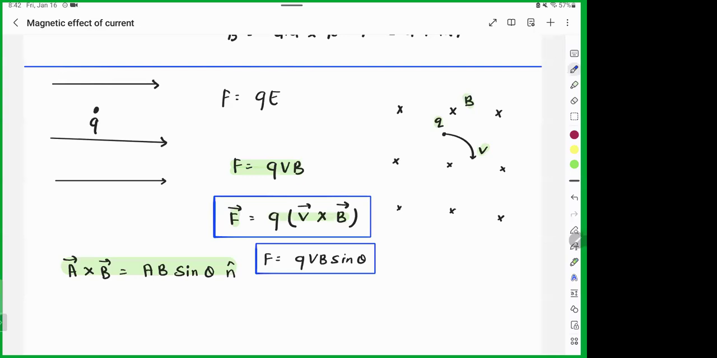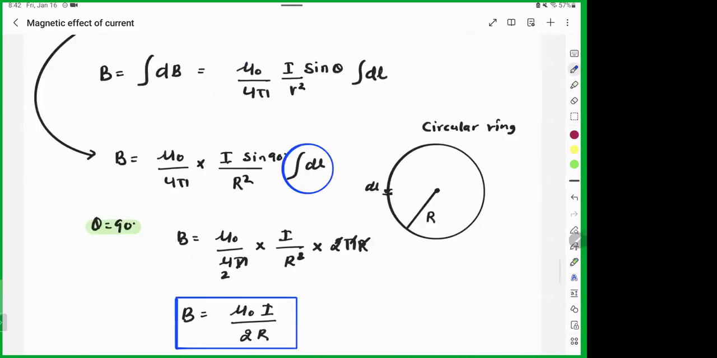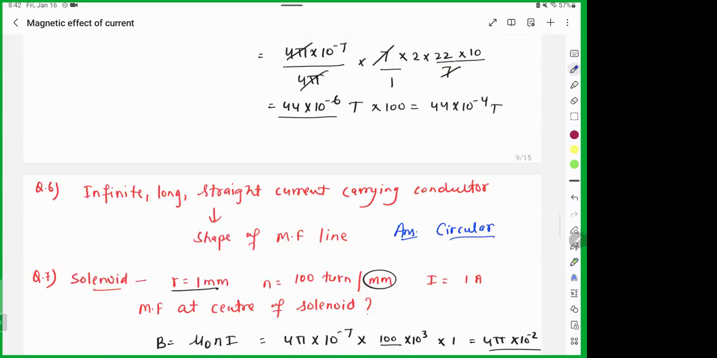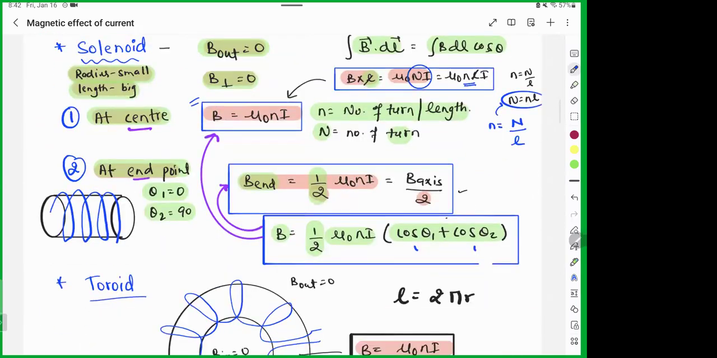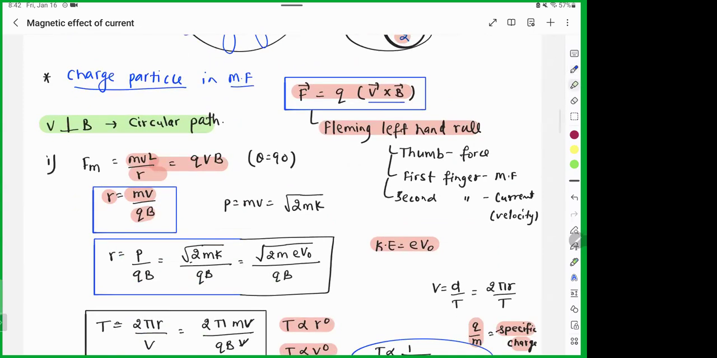Understood? Yes sir, it will be sine theta. Exactly the same thing is written here. So your force is equal to QVB sine theta.